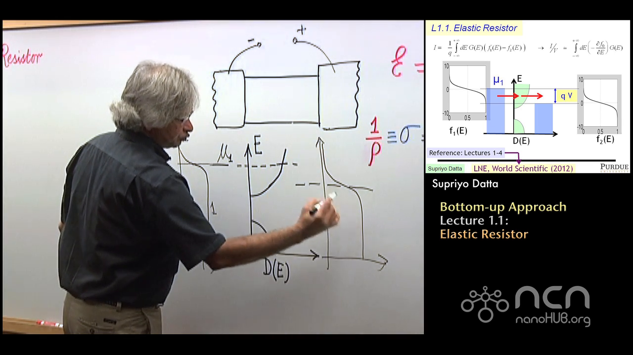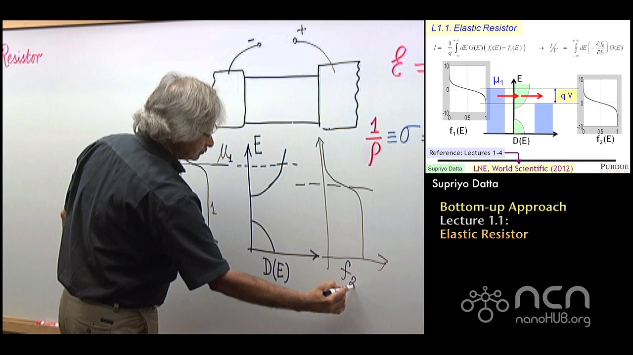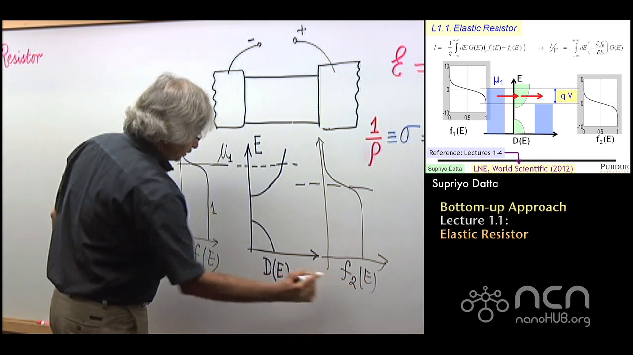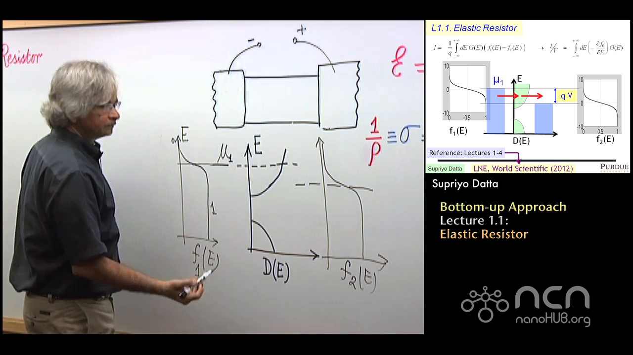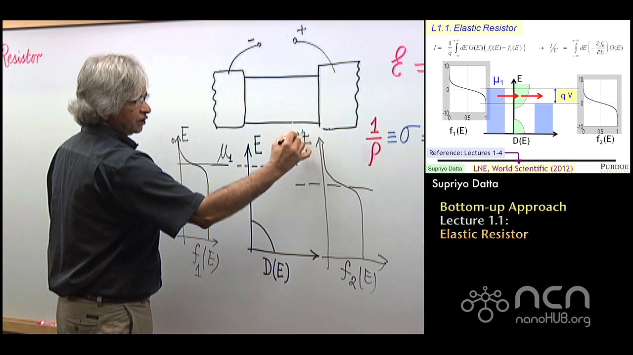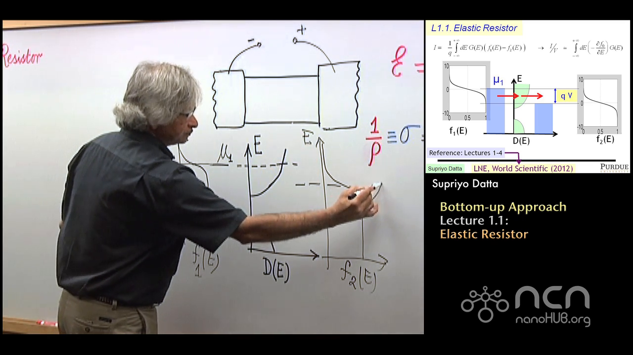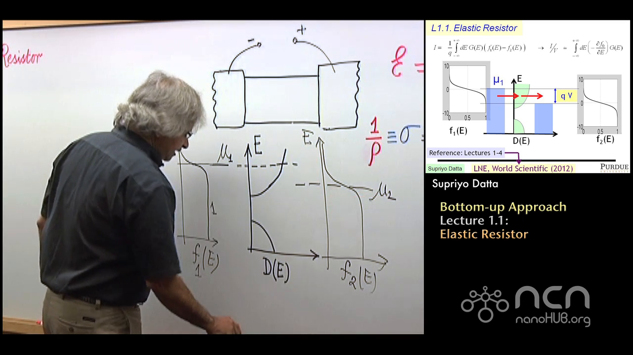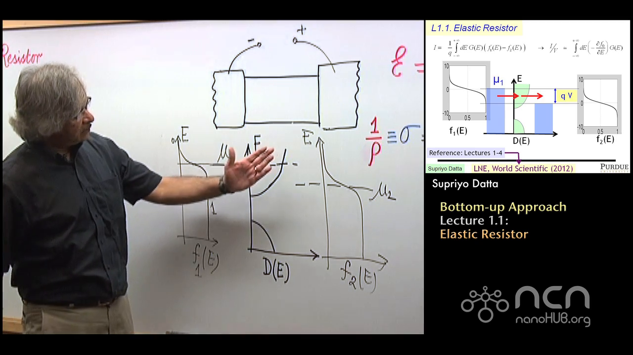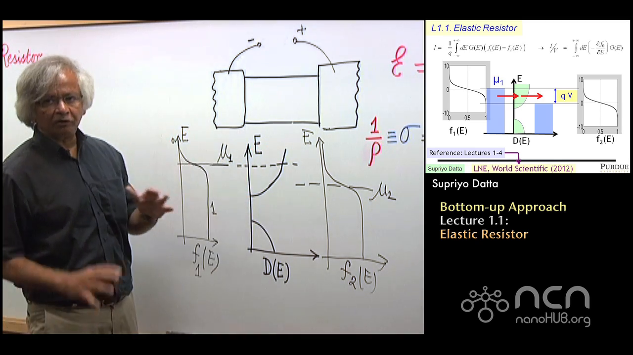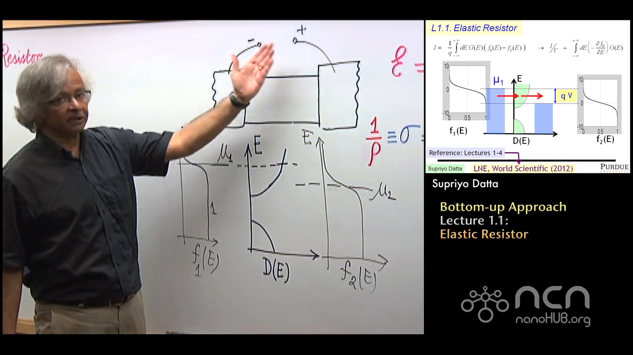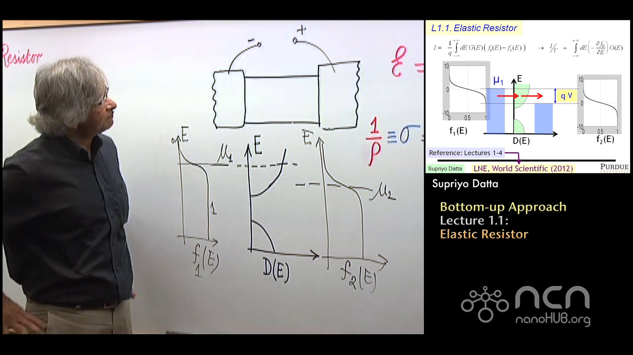So this is F2. And we'll call this F1. And this is energy again, and this is mu2. So this is the diagram when you are out of equilibrium. You've actually applied a potential across this device.